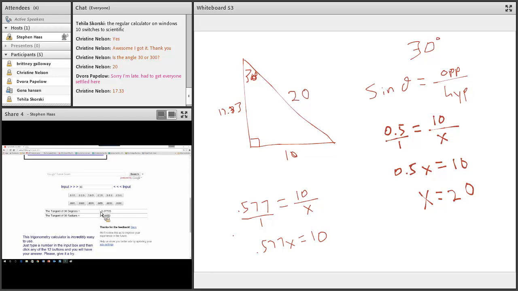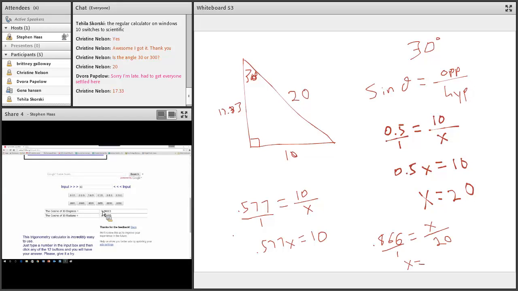What's the cosine of 30? Well, the cosine of 30 is approximately 0.866, which equals the adjacent over the hypotenuse, and we didn't know what the adjacent was, so we'll call it x, and the hypotenuse was 20. And then we could cross multiply and say x equals 20 times 0.866. What's 20 times 0.866? Well, 17.33. I could see it right away.